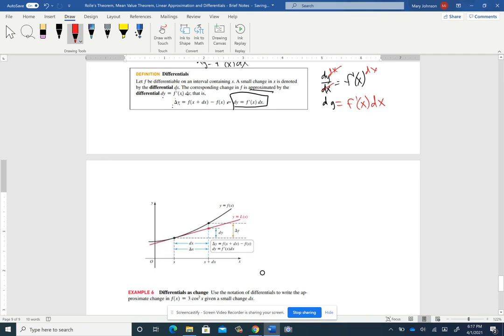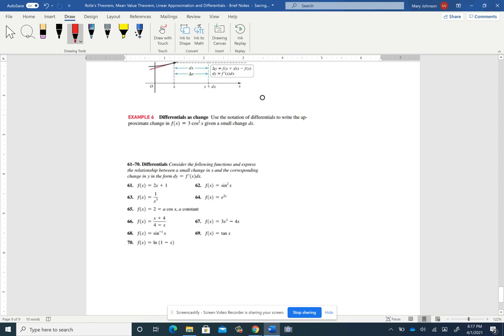and the dx go with the linear approximation to the curve, where change in y and change of x deals with the original function, but they can be used to approximate one another. Okay. All right, so let's see what they're going to ask us to do. So on example 6, it says, use the notation of differentials to write the approximate change in f of x equals 3 cosine squared x given a small change dx.